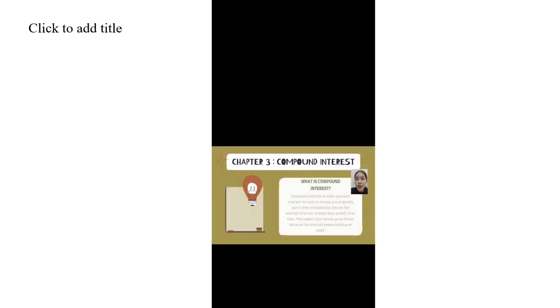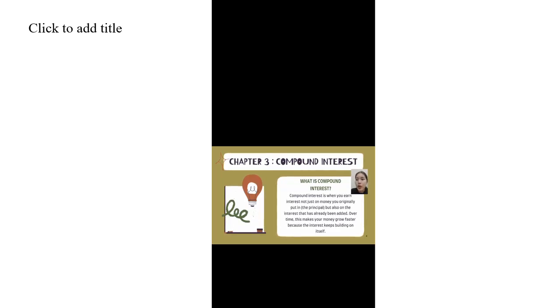Chapter 3, Compound Interest. What is compound interest? Compound interest is when you earn interest not just on the money you originally put in, the principal, but also on the interest that has already been added. Over time, this makes your money grow faster because the interest keeps building on itself.